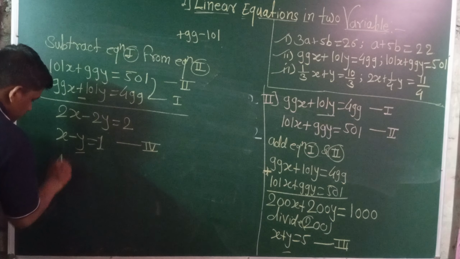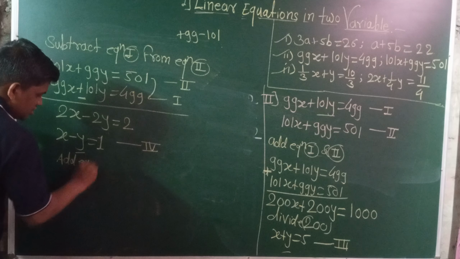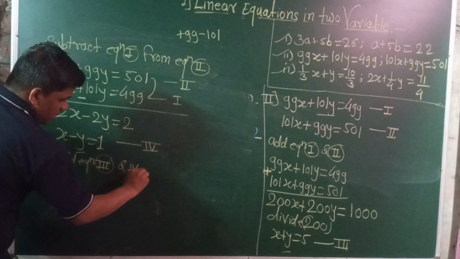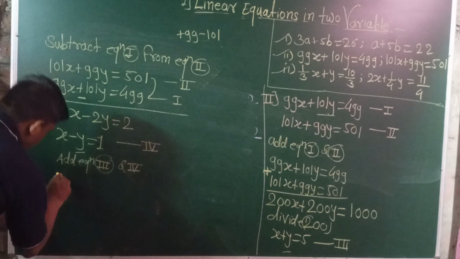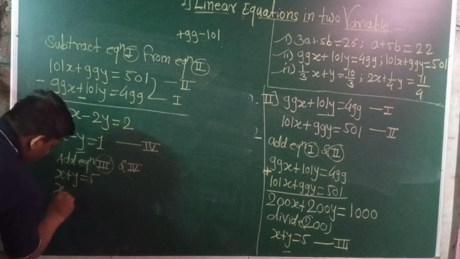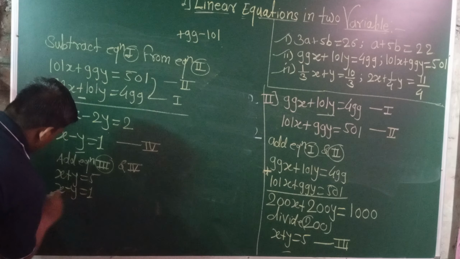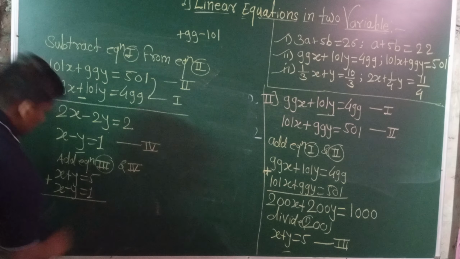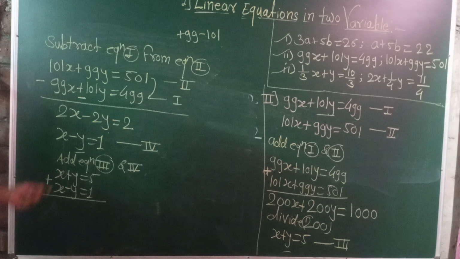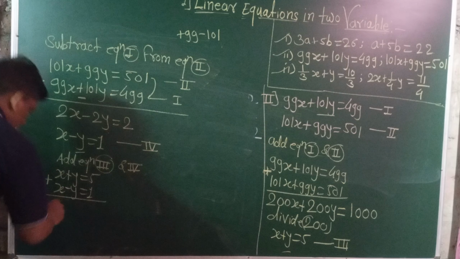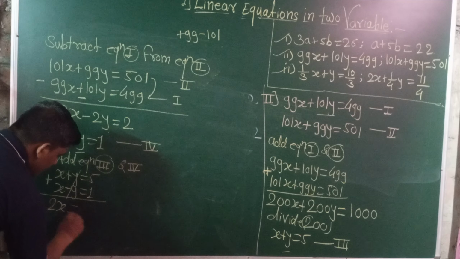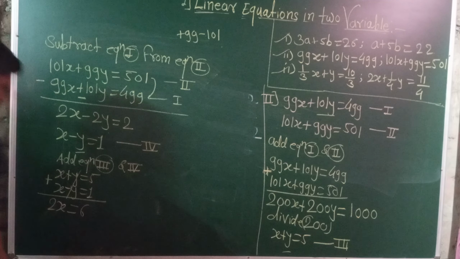Then add equation 3 and equation 4. What do we get? That is x plus y equal to 5 and x minus y equal to 1. The coefficient of the first variable x is 1 and 1. 1 plus 1 is 2x. Then plus and minus get cancelled. 5 plus 1 is 6.